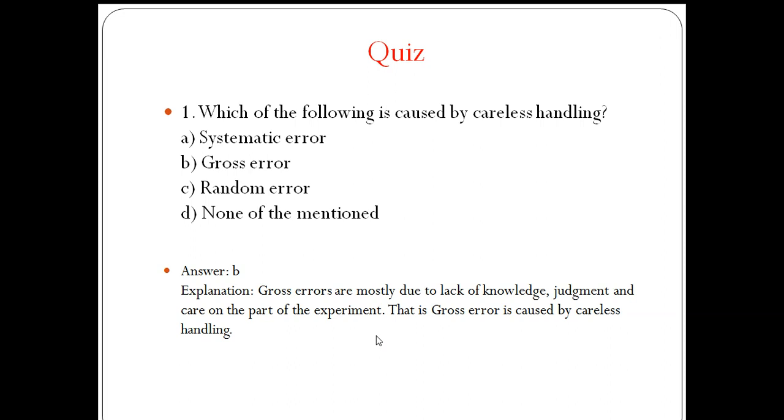Due to careless handling, the error which occurs is called gross error. So the answer is B. Gross errors are mostly due to lack of knowledge, judgment, and care on the part of the experimenter. So gross error is caused by careless handling. Option B, gross error.